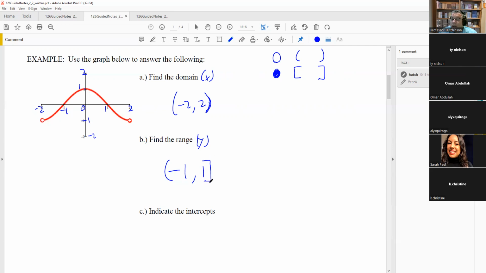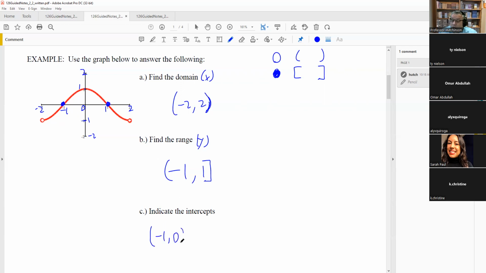So I do have to put a bracket on -1. That's a solid line. That number is actually included on my graph. Now, the last thing I want to do is indicate the intercepts. That's going to be these right here, -1 and 1.